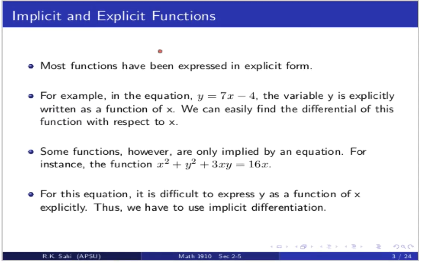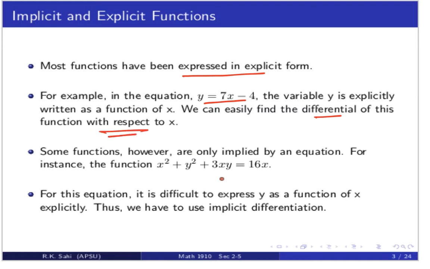Now, when we talk of implicit and explicit functions, till now we have been looking at functions which are most of the time expressed in explicit form. For example, y equals 7x minus 4. The explicit form basically means that you can have y on its own on one side with the power 1 and coefficient 1, and every other variable is on the right-hand side of the equal sign. And with that, we can easily find differentials of y with respect to x.